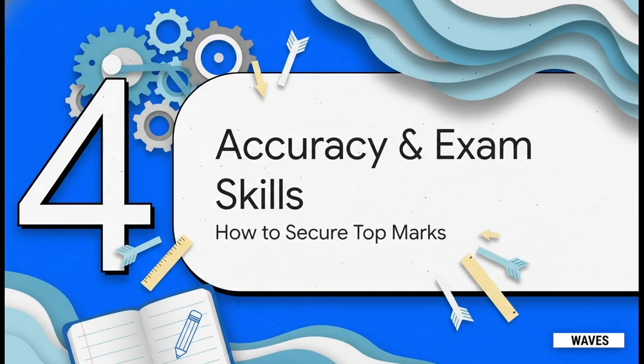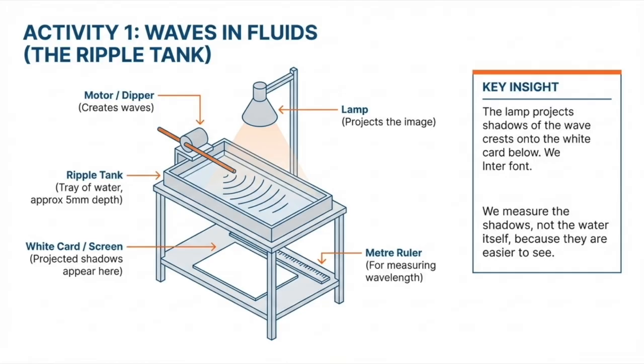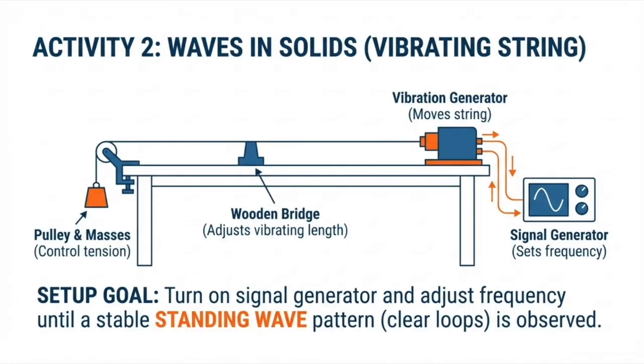Because doing the practical is one thing, but the exam isn't just about repeating a method. It's about showing you understand the limitations, and you can evaluate the results. This is how you really secure those top marks. This slide is just packed with gold for those evaluation questions. For the ripple tank, you've got to keep the water depth constant because wave speed actually changes with depth. And watch out for reflections from the sides messing up your pattern. For the string, the tension has to stay the same.